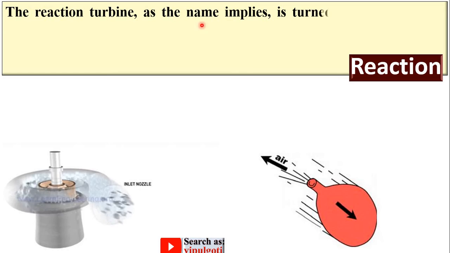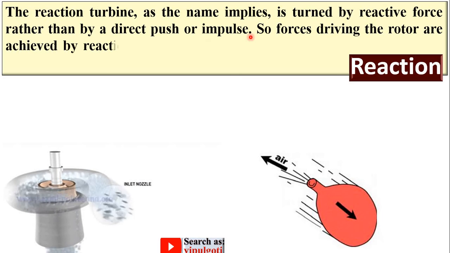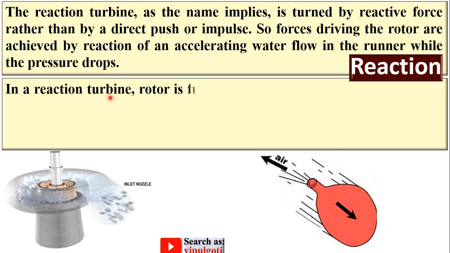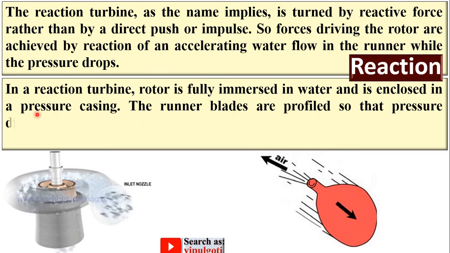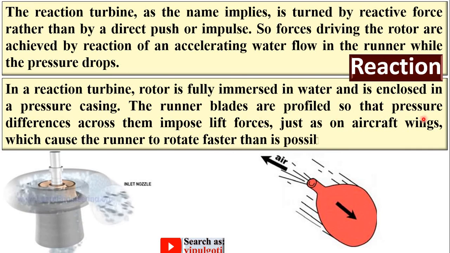The reaction turbine, as the name implies, is turned by reactive force rather than by a direct push or impulse. The forces driving the rotor are achieved by reaction of an accelerating water flow in the runner, while the pressure drops. In a reaction turbine, the rotor is fully immersed in water and is enclosed by a pressure casing. The runner blades are profiled so that pressure differences across them impose lift forces, just as on aircraft wings, which cause the runner to rotate faster than is possible with a jet.